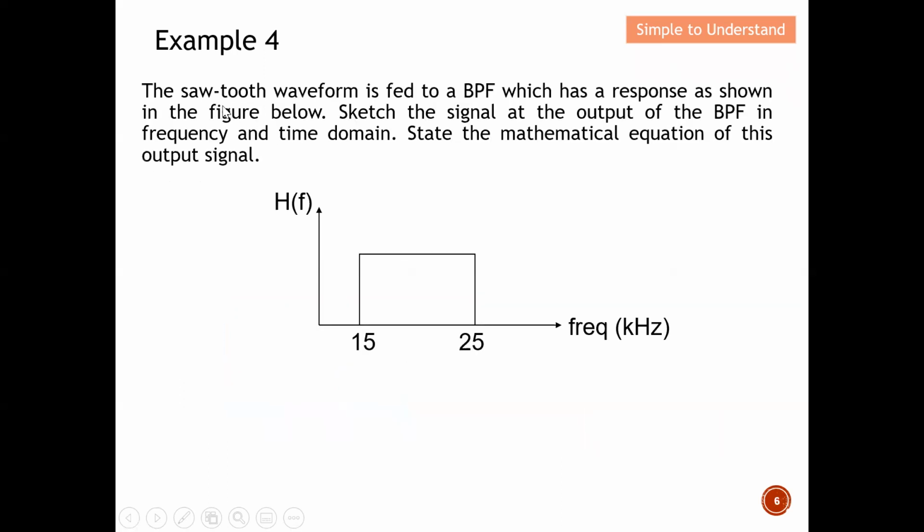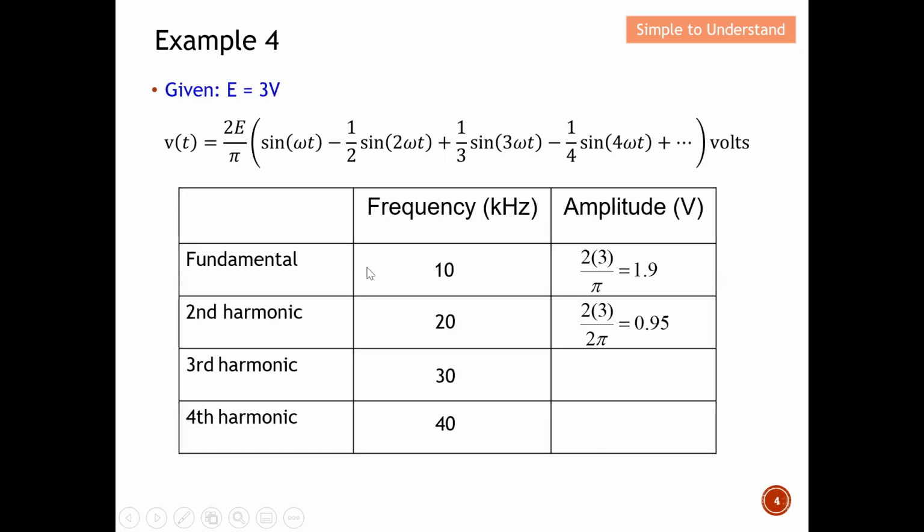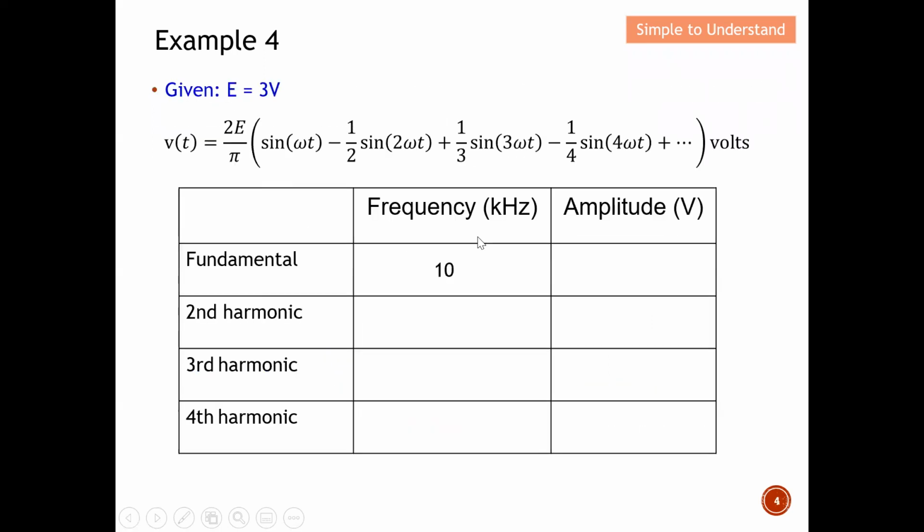Next, the Sawtooth waveform is fed to a bandpass filter, which has a response as shown in the figure below. Sketch the signal at the output of the bandpass filter in frequency and time domain. State the mathematical equation of this output signal. So this Sawtooth signal passes through this bandpass filter. What will be the output of this bandpass filter?